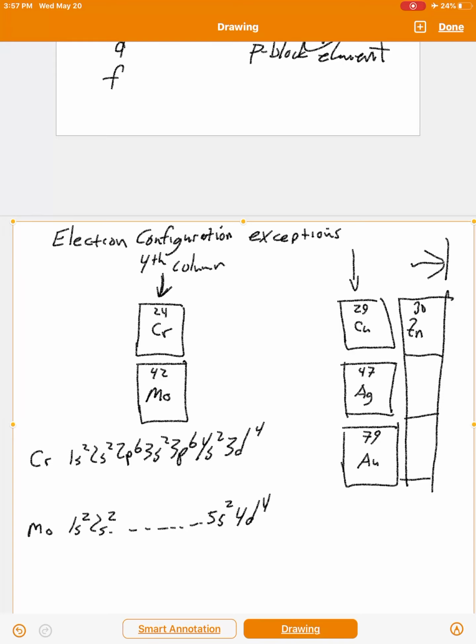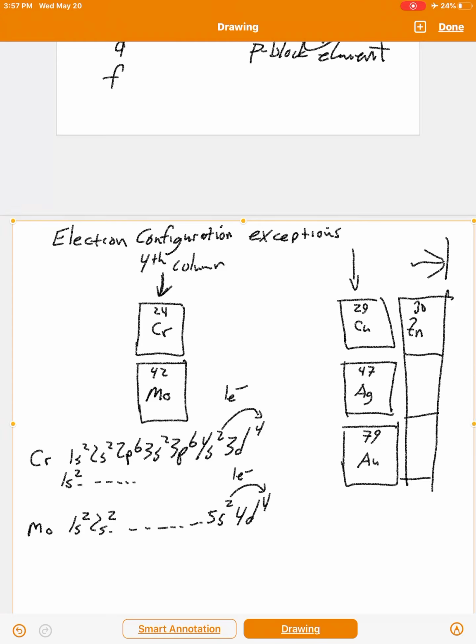So what happens is called promotion. One electron is promoted from the outermost s to the outermost d. Only one electron, never more than one. So in fact, chromium is 1s2, all the way to 4s1, 3d5. And molybdenum is 1s2, all the way to 5s1, 4d5. Sometimes referred to as a half-filled subshell, right? You can fit 10 electrons into a d subshell, but there's 5 in this configuration. So those 2 are exceptions that you should memorize.